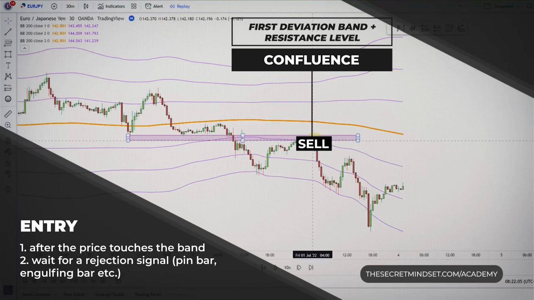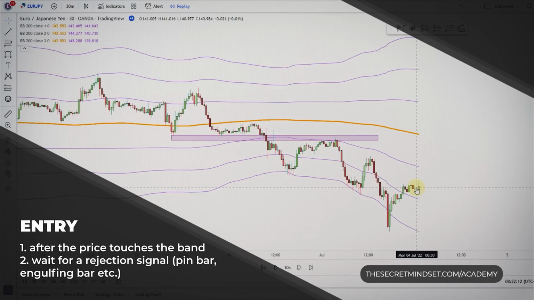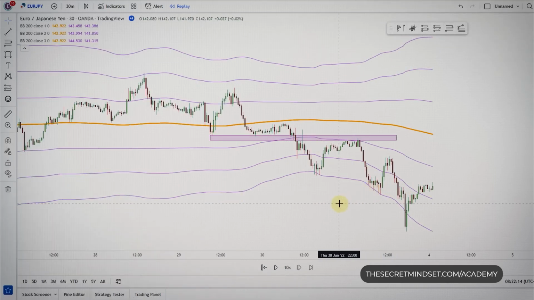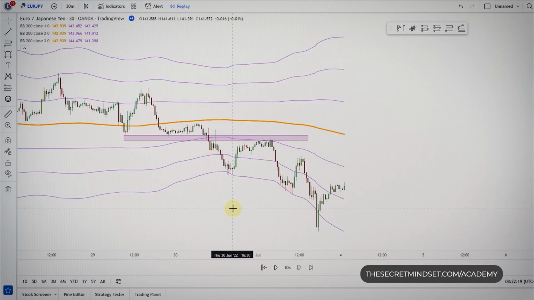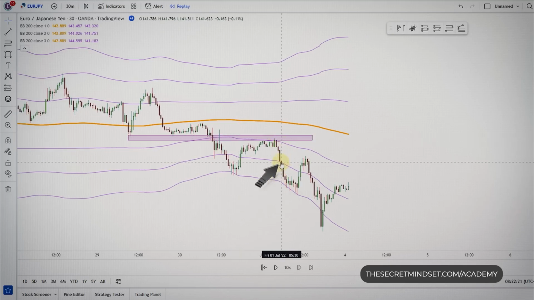You can enter right after the price touches the band, or you can wait for a rejection signal, maybe an engulfing candle or a pin bar. It's up to you. And you just aim for the next bands. The first take profit is at the second band below the middle line, and the next target is the last band.